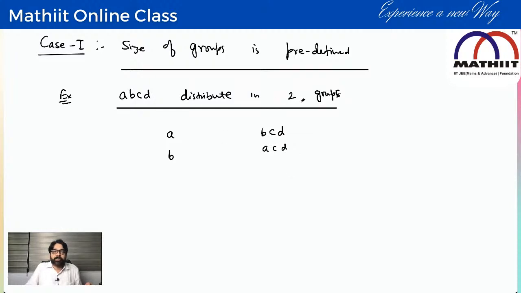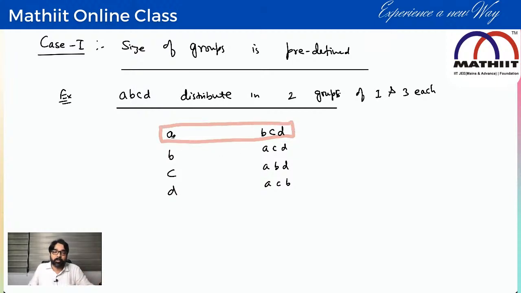So A, B, C, D are distributed in 2 groups of 1 and 3 objects, because we are talking about predefined groups. One group should contain one object, and the other group contains 3 objects. So you can say A with B, C, D, or B with A, C, D, or C with A, B, D, or D with A, C, B. So there are only 4 possible groupings. These 4 possibilities are the group 1.